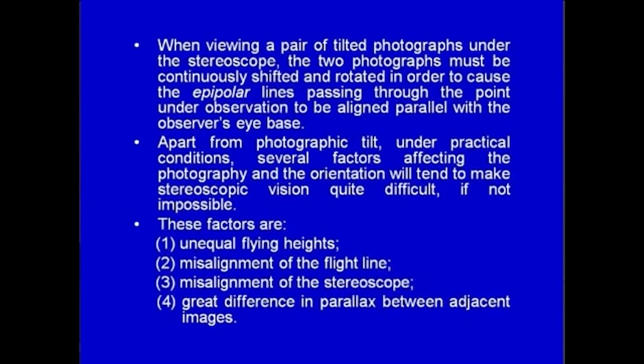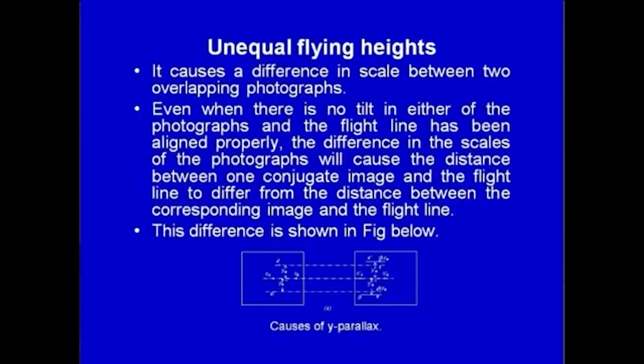These factors are unequal flying heights, misalignment of the flight line, misalignment of the stereoscope, and great difference in parallax between adjacent images. Now, let us look at the effect of unequal flying heights. It causes a difference in scale between two overlapping photographs.